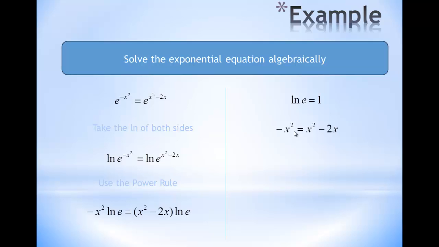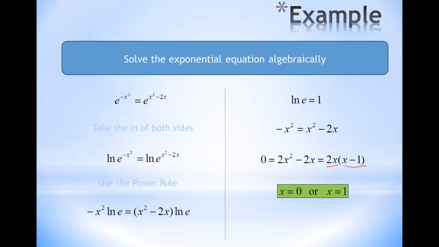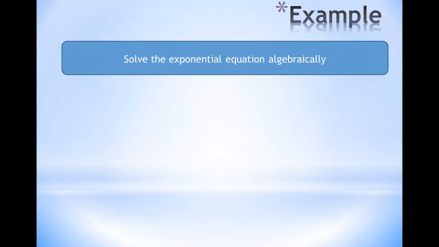Now I just have a simple equation that I need to solve. Get everything on one side, bring this over to the other side here. I get 2x squared minus 2x, and I can factor out a 2x. And so now I have a product, and the product is going to be equal to 0. So obviously either this term is equal to 0 or that term is equal to 0. And you guys should see that the solutions there are either going to be 0 or 1. That's a pretty straightforward one. Let's do one a little bit more challenging here.